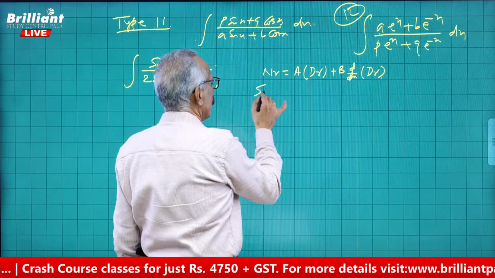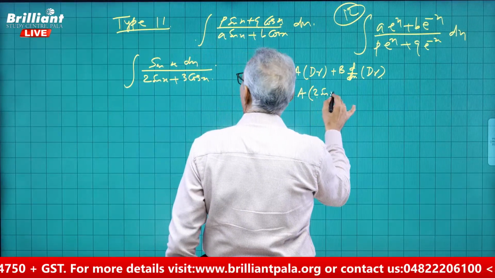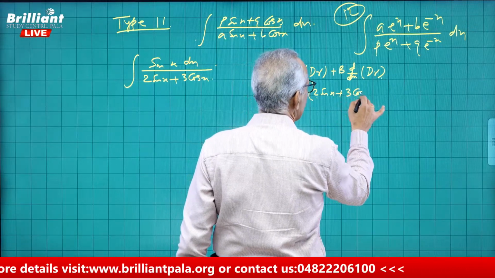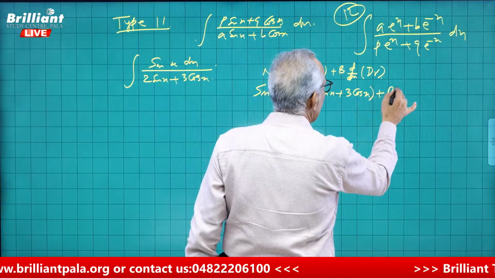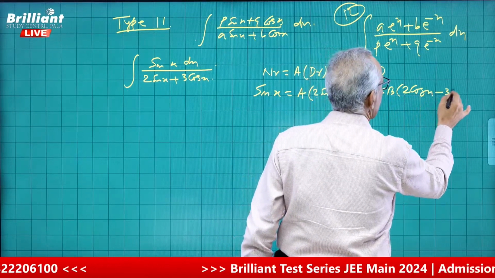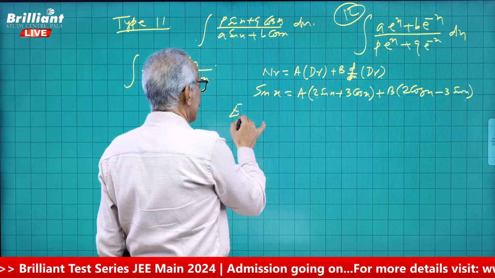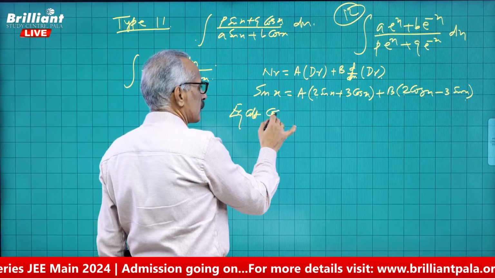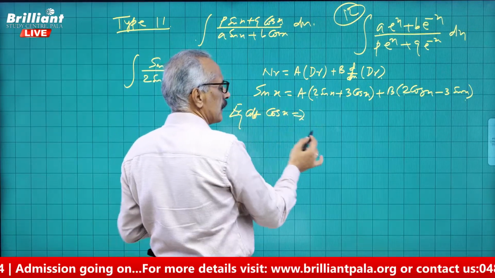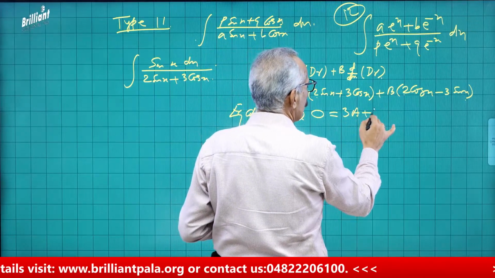A and b I'll calculate. What's the numerator? Your numerator is sin x. A into denominator, that is 2 sin x plus 3 cos x, plus b into derivative of the denominator, that is 2 cos x minus 3 sin x. Agreed? Now, what next? Equating coefficients of cos x. Do you have cos x in the left? No, 0. Equal to 3a, then plus 2b.